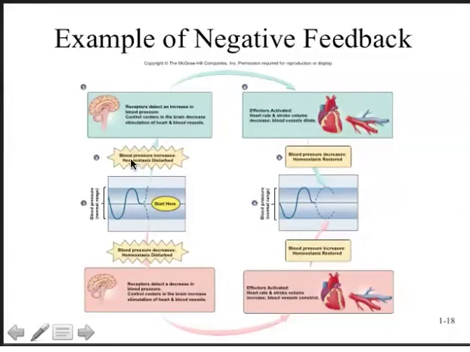What happens then is the blood pressure increases, homeostasis is thus disturbed. The receptors detect an increase in blood pressure, and the control centers in the brain decrease the stimulation of the heart and the blood vessels. What happens is the heart rate and the stroke volume drop, and the blood vessels will dilate.